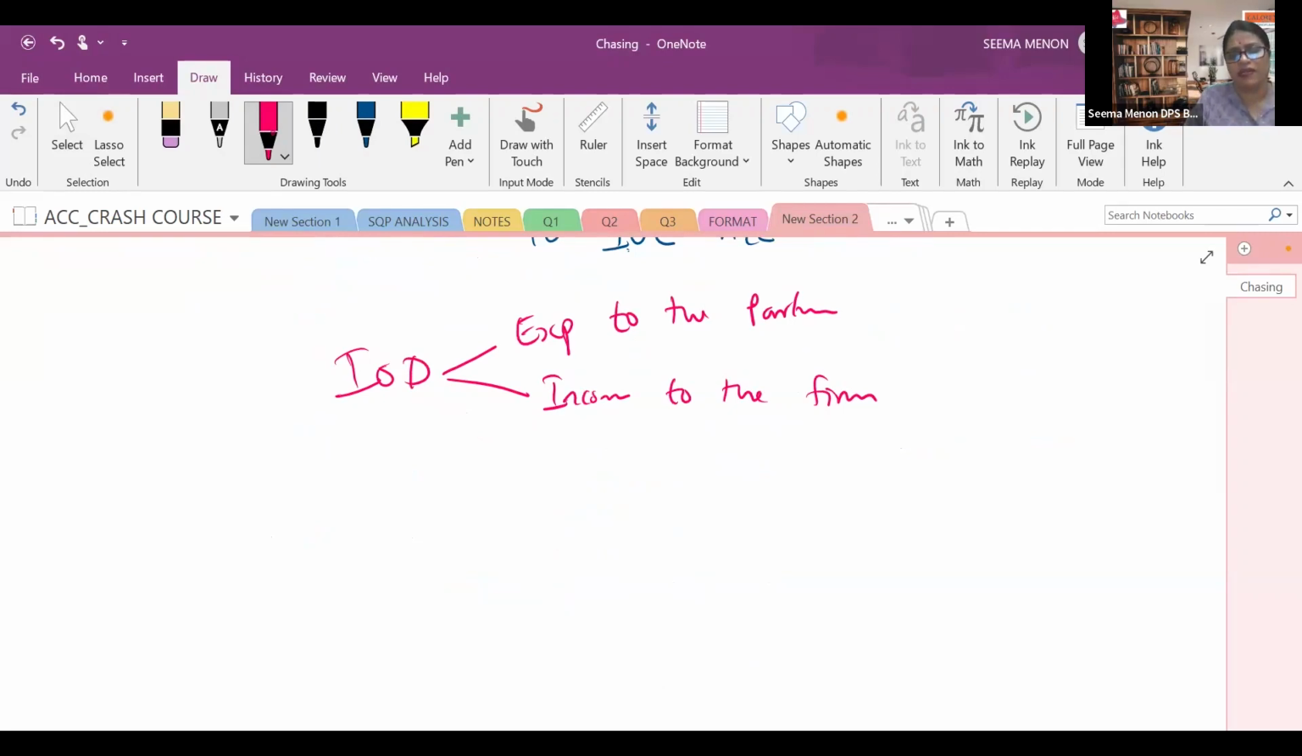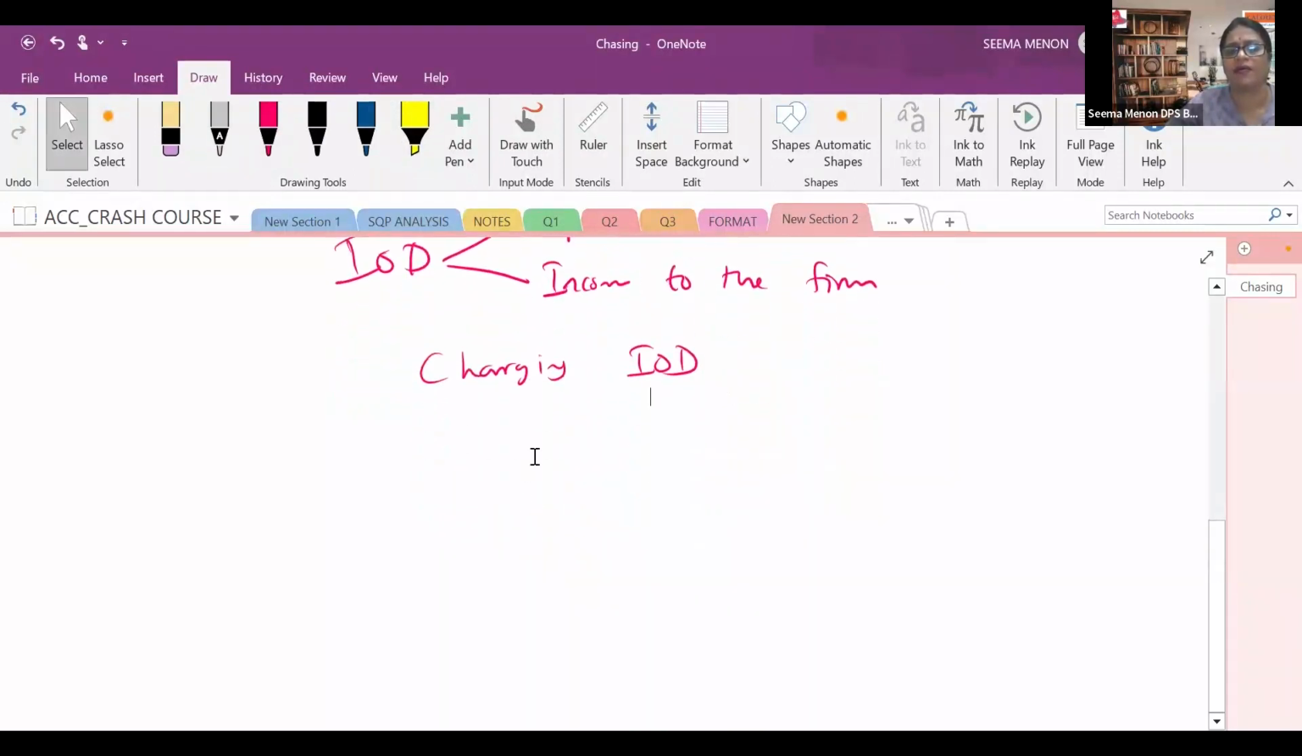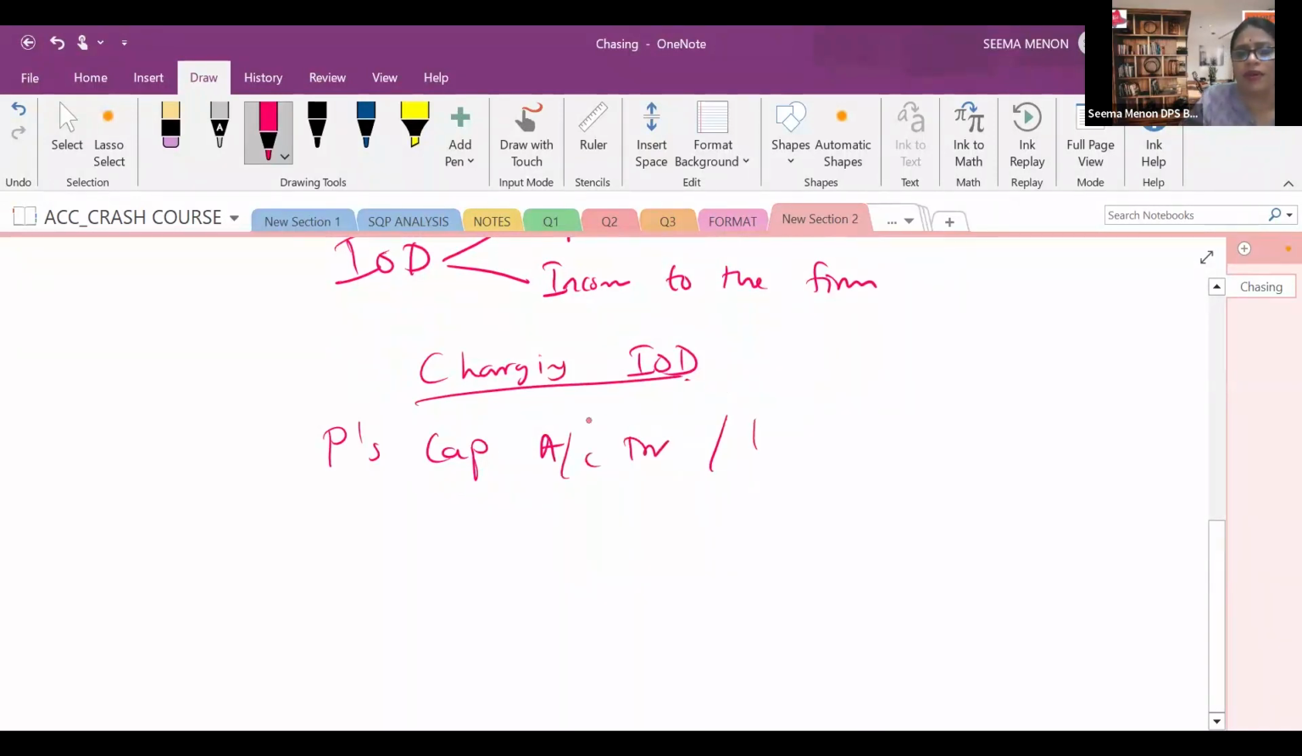Now, first we will learn the journal entry for charging interest on drawings. When partners are charged interest on drawings, it means they are giving it. Whenever they are giving, their capital account will be decreasing. So what will you be doing? You will be debiting the partner's capital account. This is for charging interest on drawings. Partner's capital account debit, or you can write drawings account debit, that is also correct. To which item? To interest on drawings account.